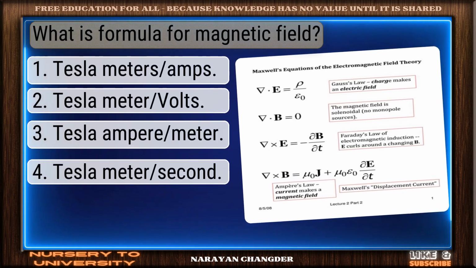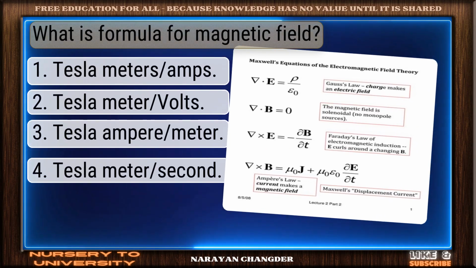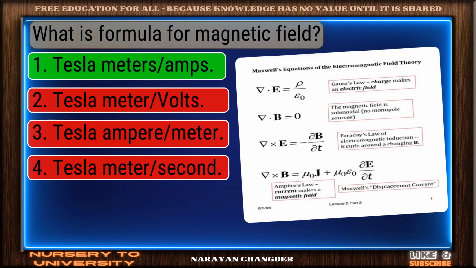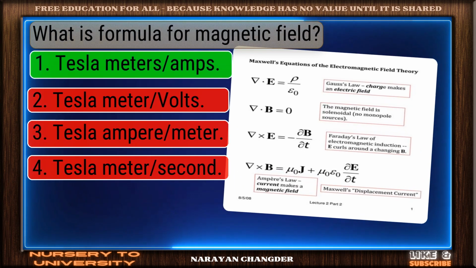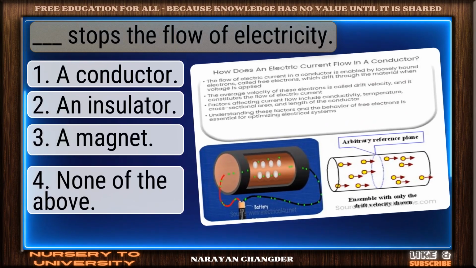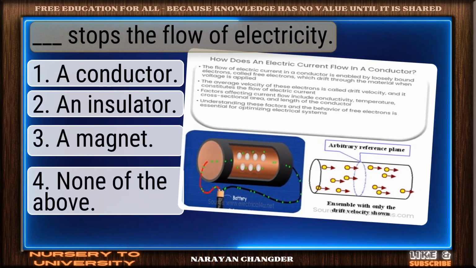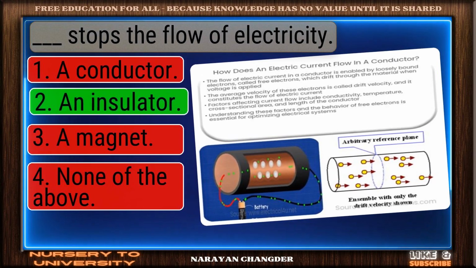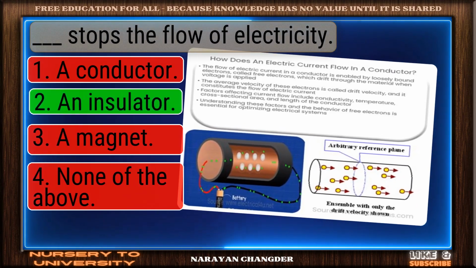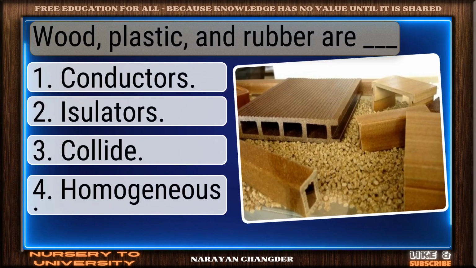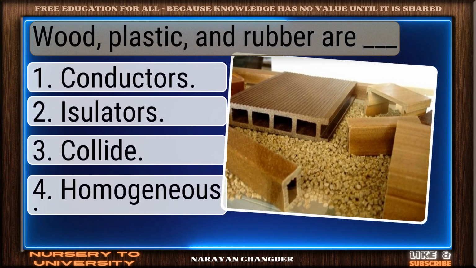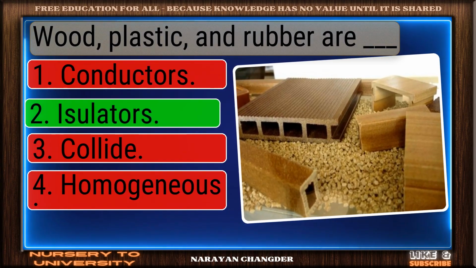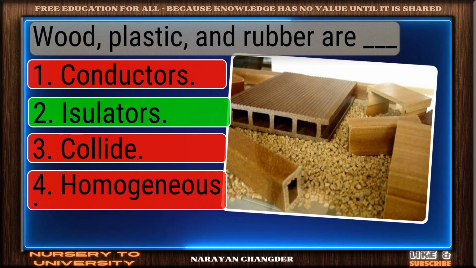Question number 199. What is formula for magnetic field? Well picked. Tesla meters per amps is the correct answer. Question number 200. Dash stops the flow of electricity. Good job. Your answer insulator works well here. Question number 201. Wood, plastic, and rubber are a dash. Smart move. Insulators is an accurate answer.